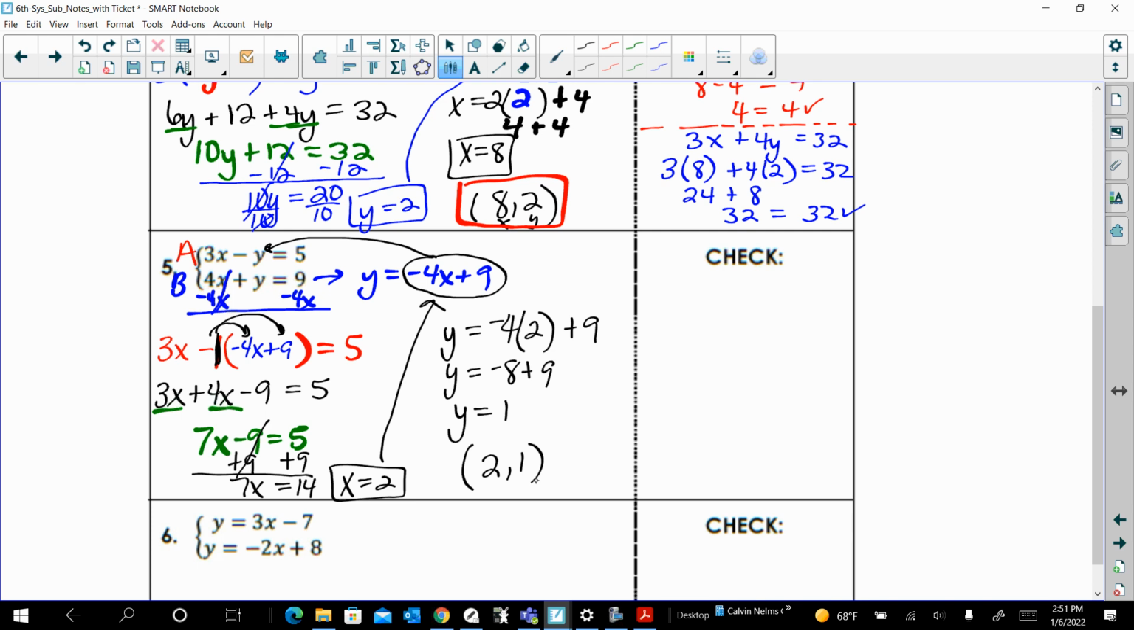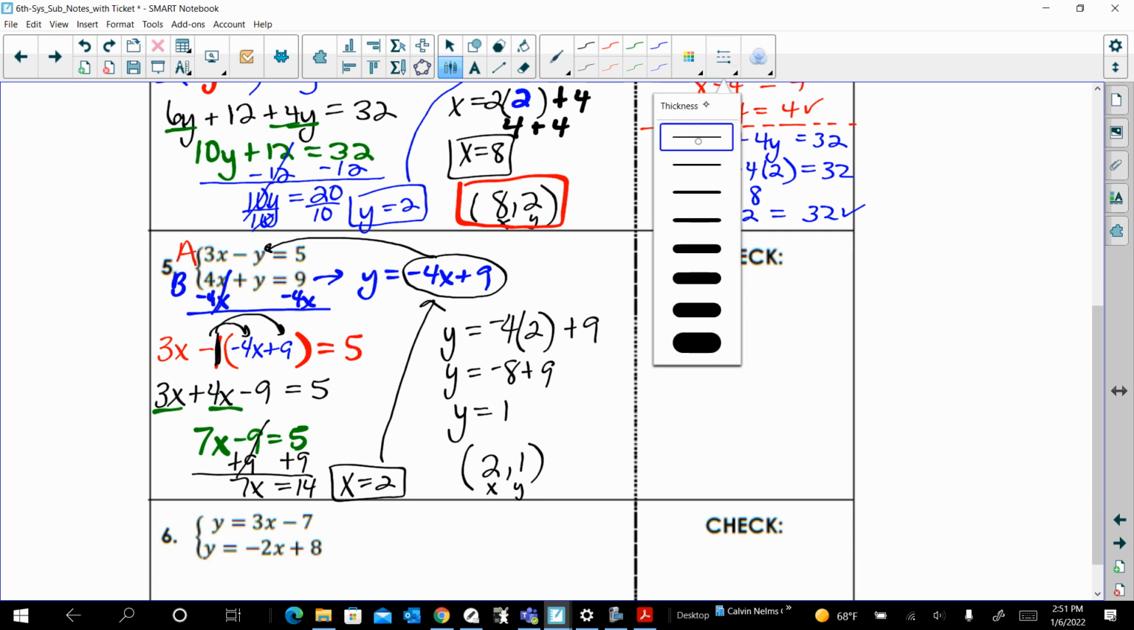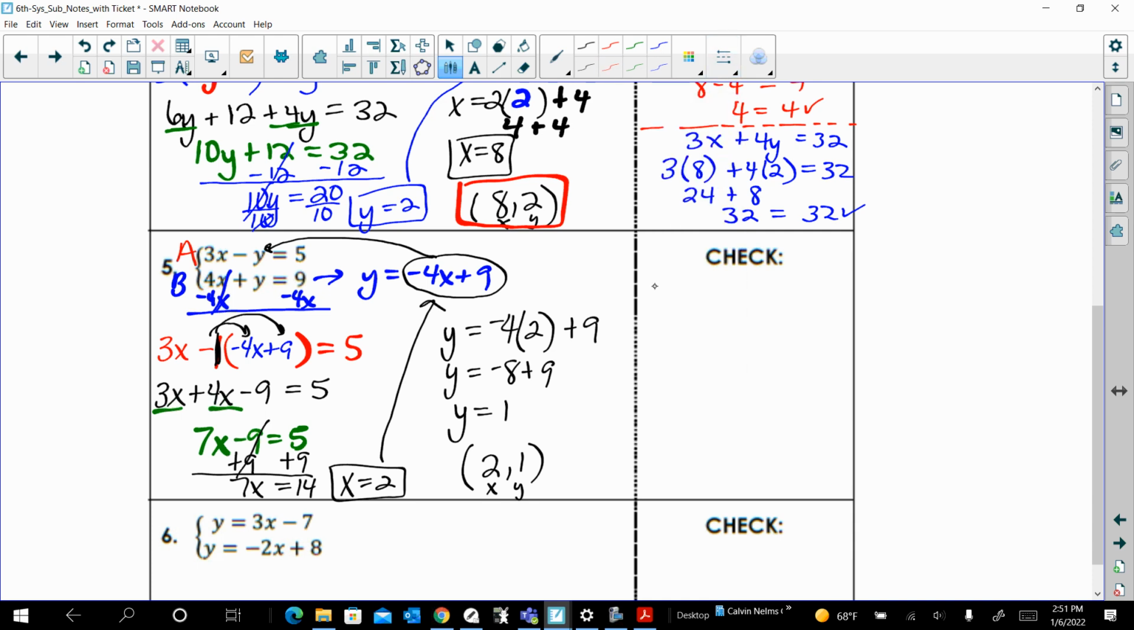And so now I can check it by plugging in the values 2 and 1 for my x and y in both equations. In the first equation A, I'm just going to go straight to substituting using the parentheses. So this would be 3 parentheses 2 for the x minus parentheses 1 for the y equals 5. This is really just saying 6 minus 1. Does that equal 5? Yes, 5 equals 5. So that's true. So the point is true and it's correct for the first equation.